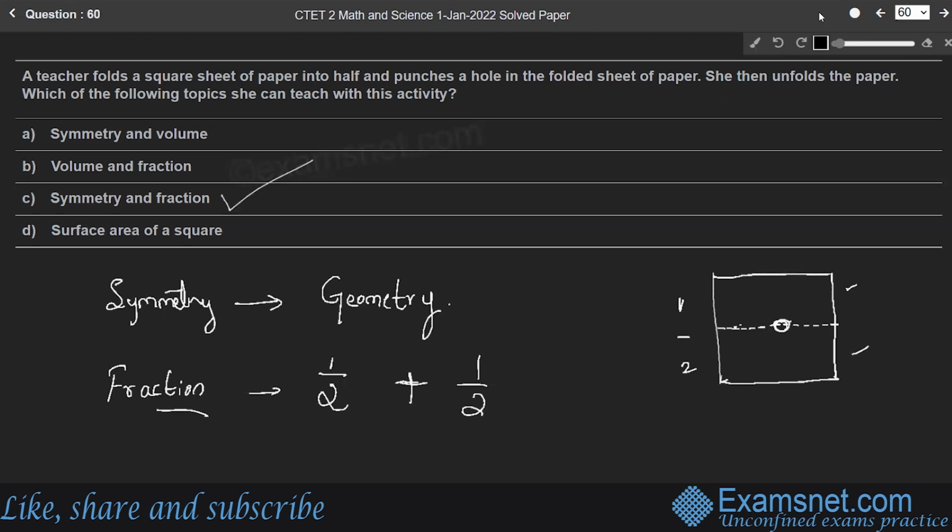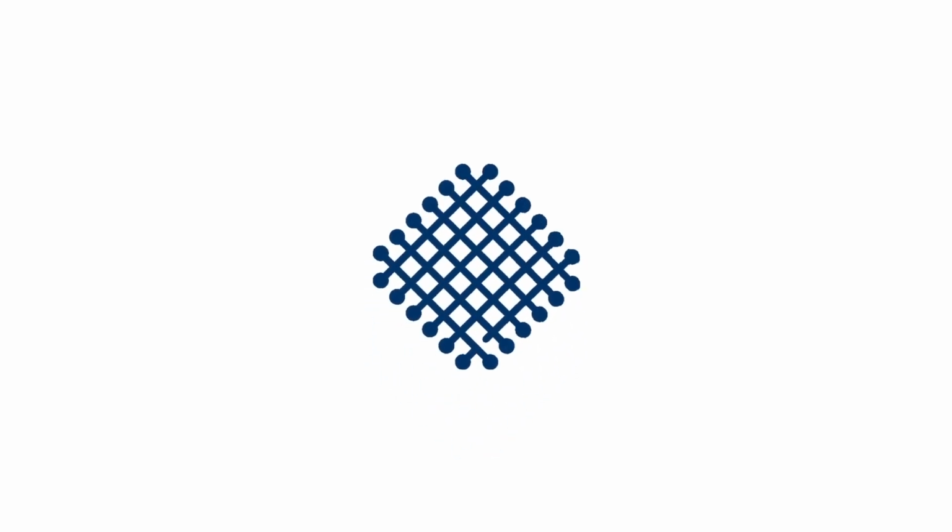And the first part, 1, is called the numerator and the second part, 2, is called the denominator. The numerator represents the number of equal parts taken of a whole. Here the denominator is the total number of parts. So in a square the total number of equal parts is 2. In that, if 1 is taken, that part is called half. Okay. So the correct answer is symmetry and fraction.